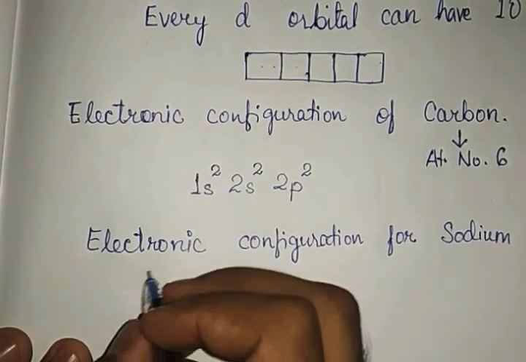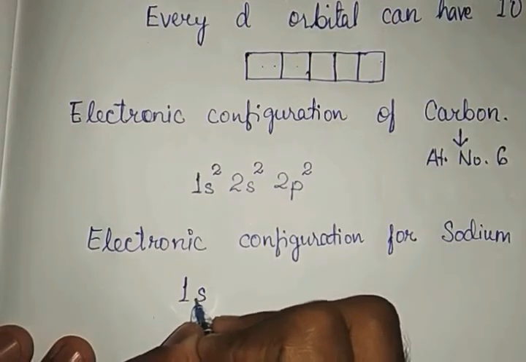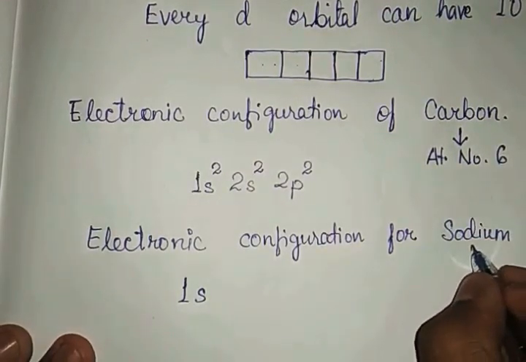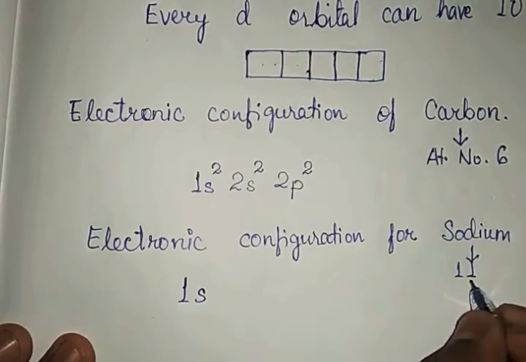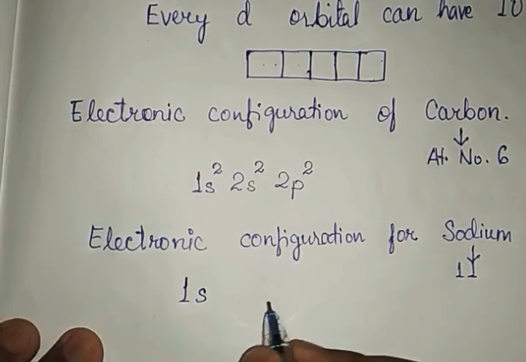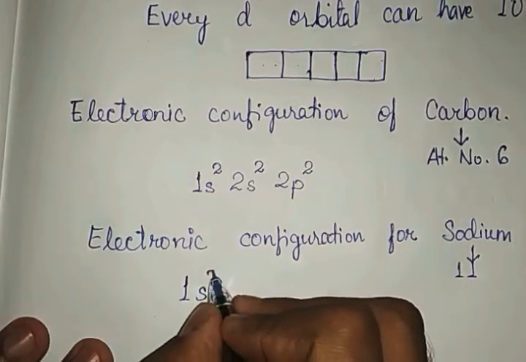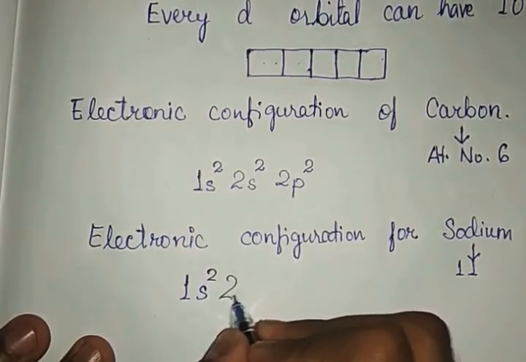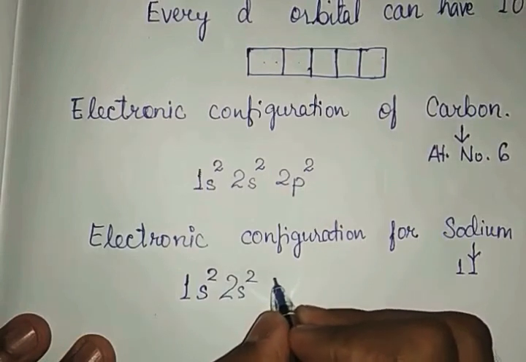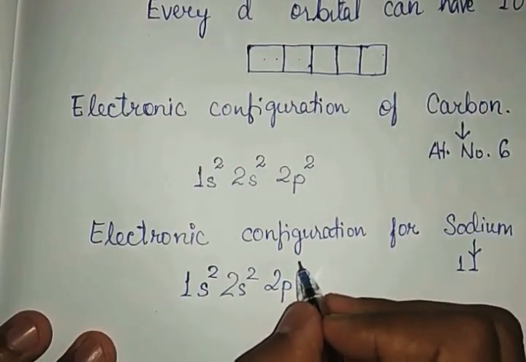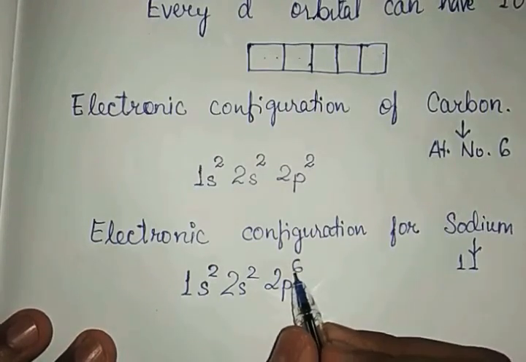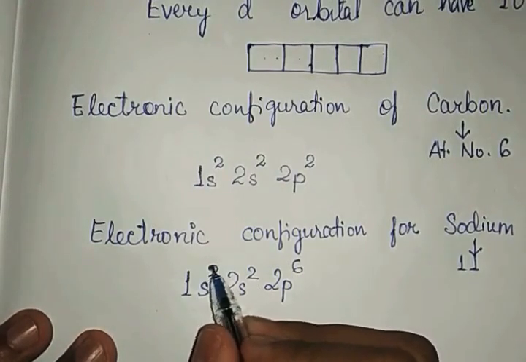Then what do we know? First 1s electron. Then sodium, what is the atomic number? Sodium, the atomic number is 11. Now we have to fill these 11 electrons in the orbitals. How? 1s can have 2 electrons. Then again 2s can have 2 electrons. Then 2p can have a maximum of 6 electrons. Now you count: 6, 7, 8, 9, 10 electrons are gone.